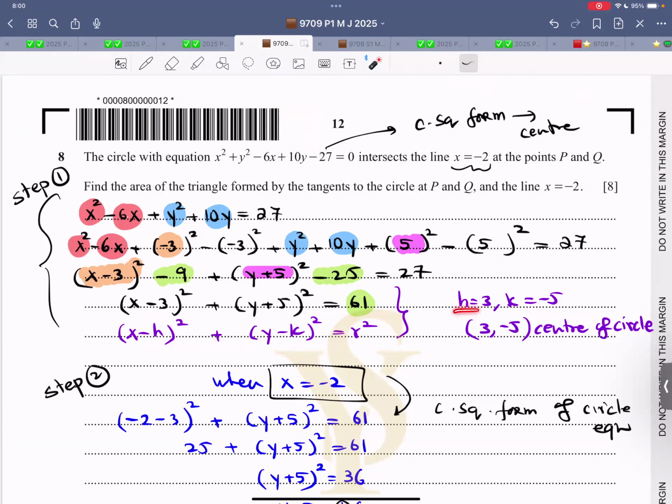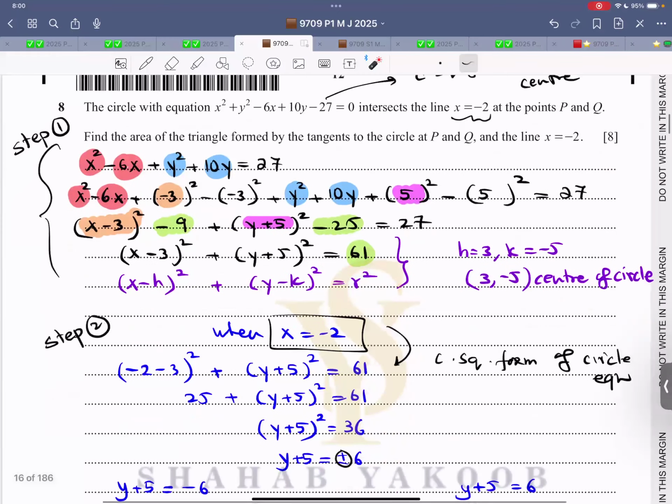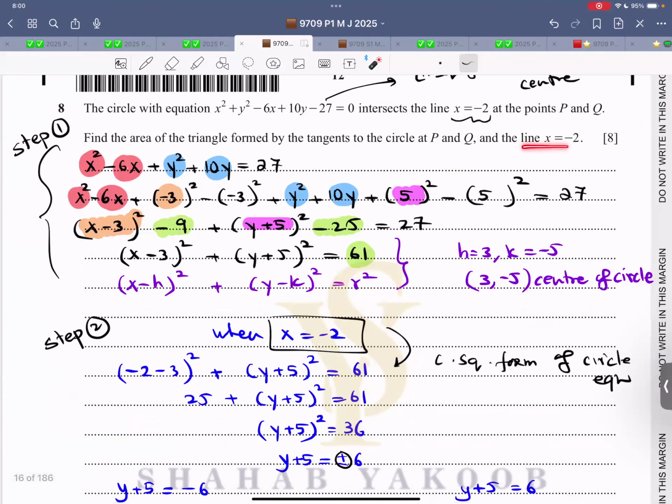Negative h is -3, h is 3. Negative k is +5, k is negative 5. 3, minus 5 is the center of the circle. Radius was not needed over here. Otherwise, r square is 61. R is square root of 61. Step 2. The line x is equals to negative 2.